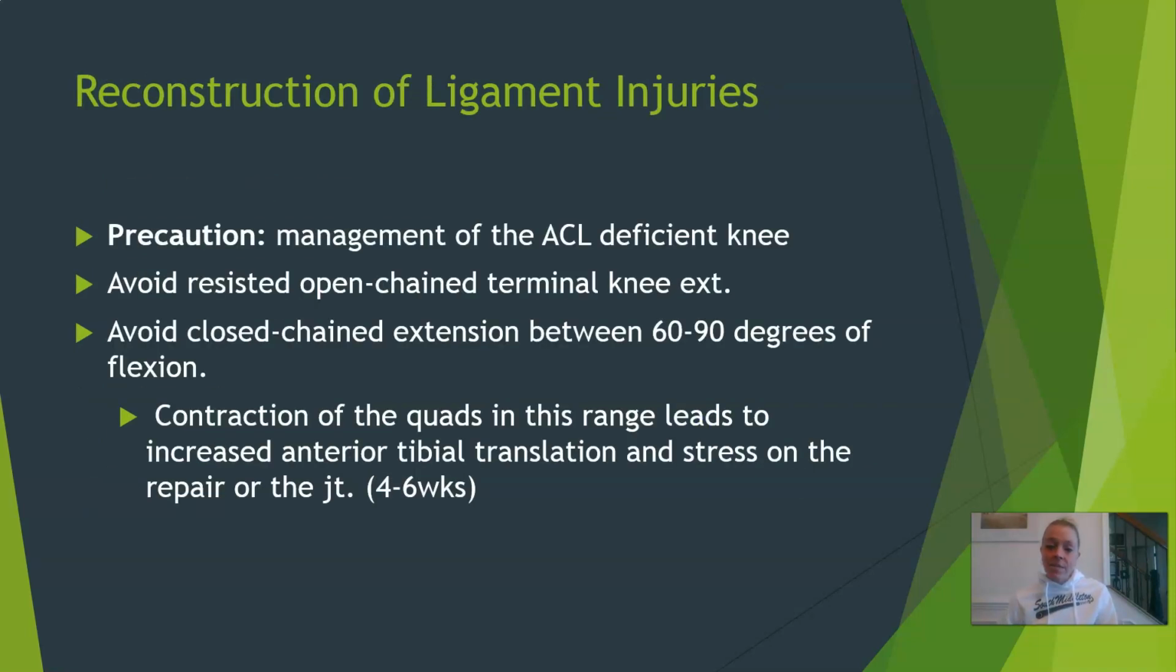Again, like I said, not everyone is going to have their ACL reconstructed. So if they don't, we want to avoid resisted open chain terminal knee extension and closed chain knee extension between 60 and 90 degrees of flexion. Again, this is because of the angle of the femur on the tibia at this point, which is going to put a lot of stress or sort of force the knee into that anterior tibial translation, which is what the ACL normally protects against. And if it's not there, it's going to put some awkward forces on the knee. So we do want to be careful if we're working with a patient who does not have an ACL.